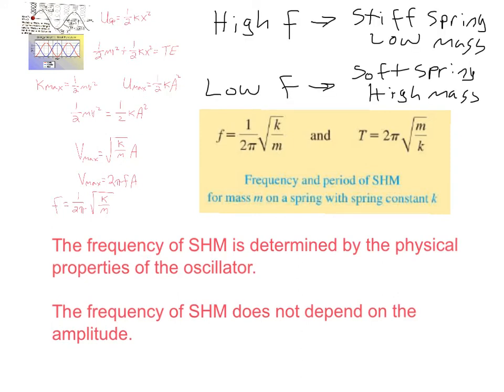So we're going to get a high frequency if we have a stiff spring with low mass. We'll get low frequency if we have a soft spring with high mass.